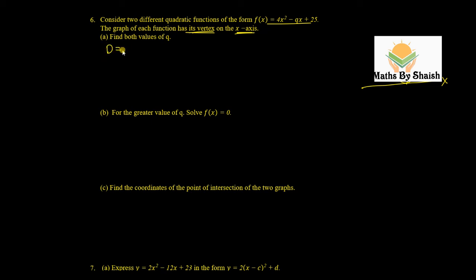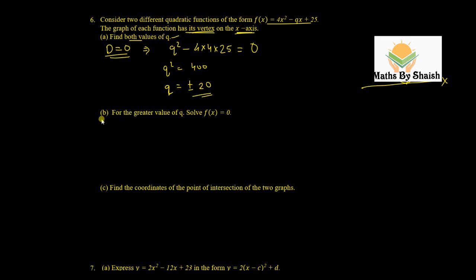So for that, D should be equal to 0, the discriminant should be 0. This means b squared, that is q squared minus 4 times 25, should be equal to 0, or we can say q squared is equal to 400, and hence q becomes plus or minus 20. So both possible values of q are 20 and minus 20. I hope it is clear.